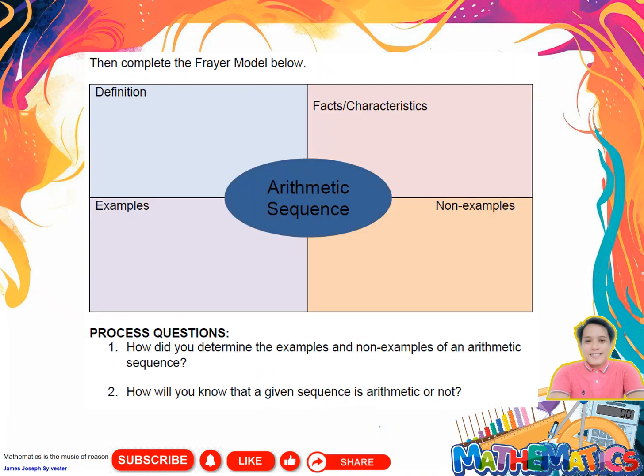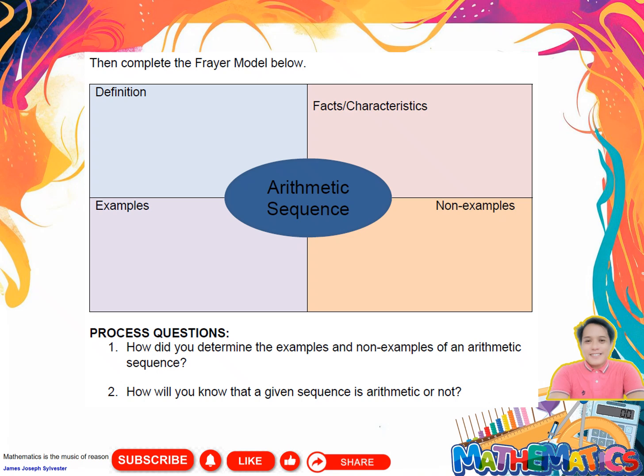Then complete the prayer model below. Meron tayong definition na arithmetic sequence, hayaan natin sila magbigay ng ideya. Kung memorize naman nila yung definition natin while we discuss about arithmetic sequence, pwede naman. Facts and characteristics, samples, non-examples. Then process questions, we have 2 questions there.